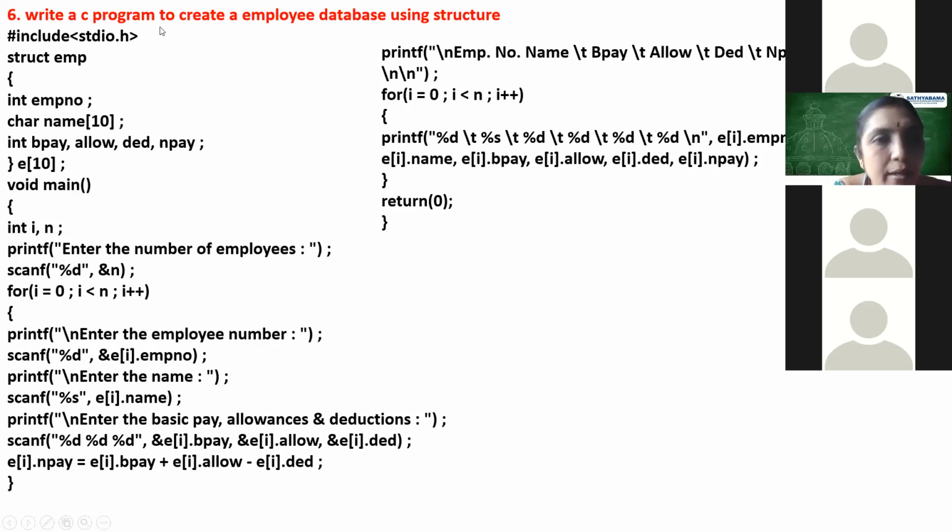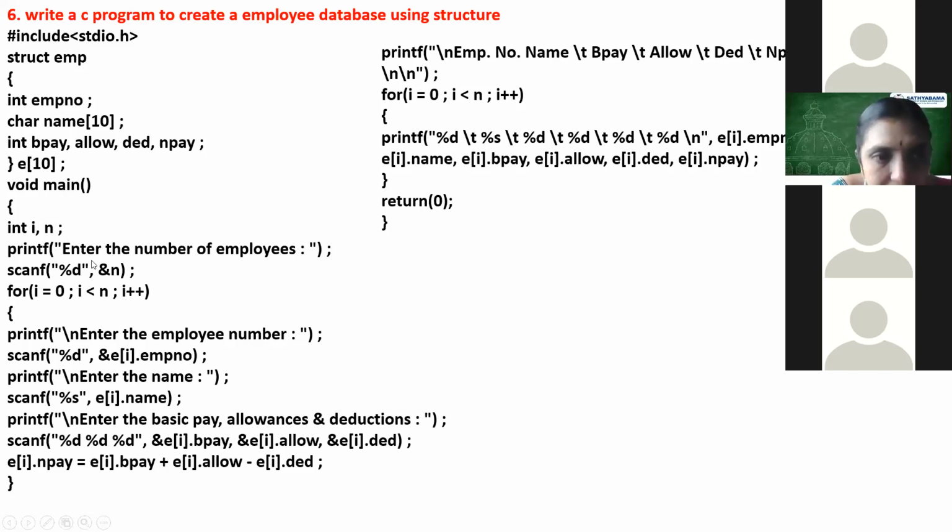The same thing, right? But here in the case of this employee, you can see struct employee over here, int employee number, character name. What is the basic pay? What is the allowance they get? What is the deduction? What is the net pay over here? Here they have declared e of 10. So the employee variable name is e. What is its value over here? 10. So it can store how many elements? 10 elements. That means details of 10 employees can be stored over here.